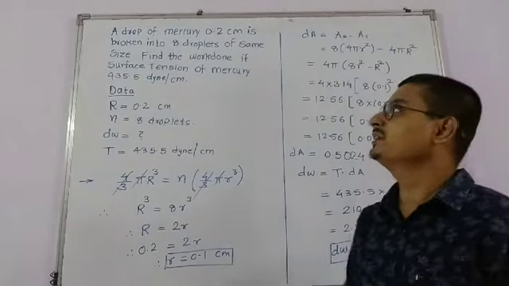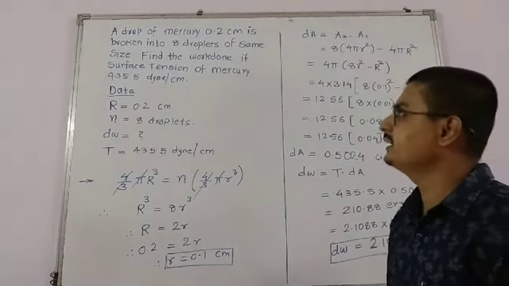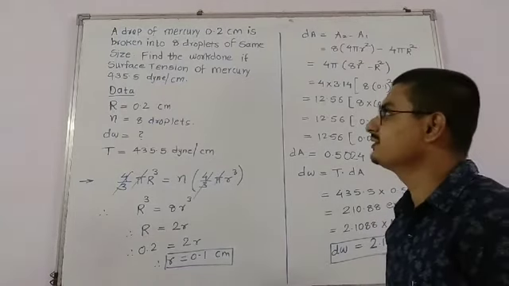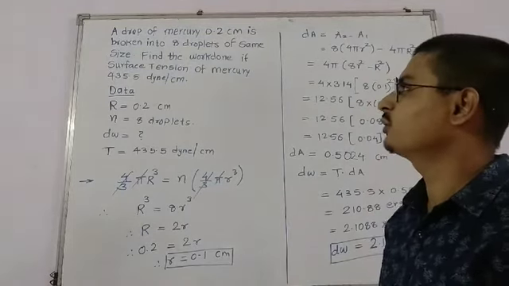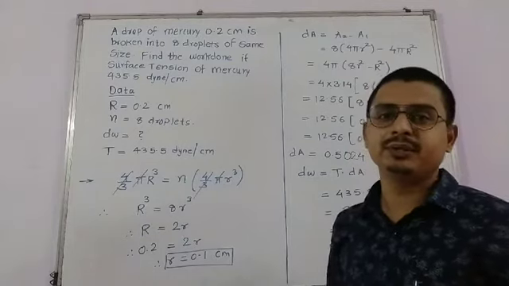So the next problem is: a drop of mercury 0.2 centimeter is broken into 8 droplets of the same size. Find the work done if the surface tension of the mercury is 435.5 dyne per centimeter.